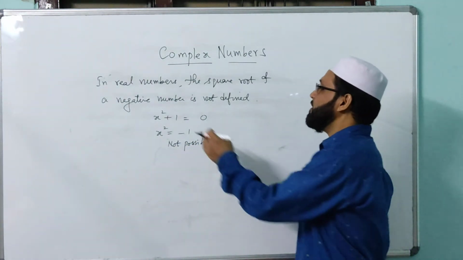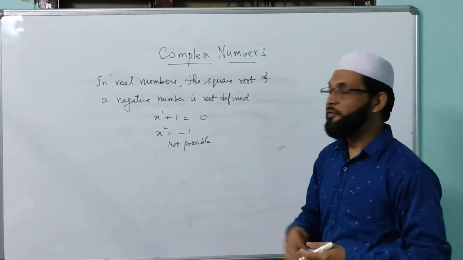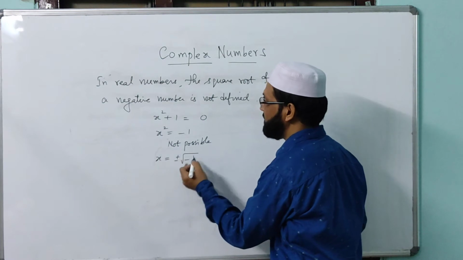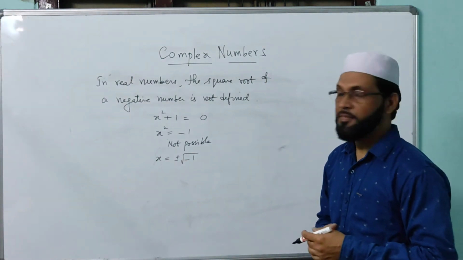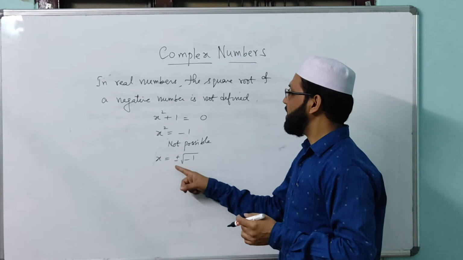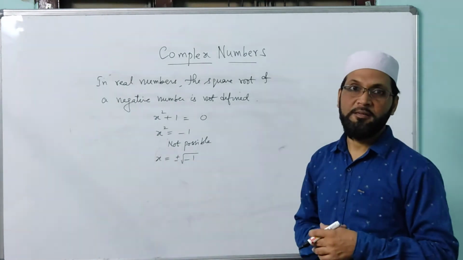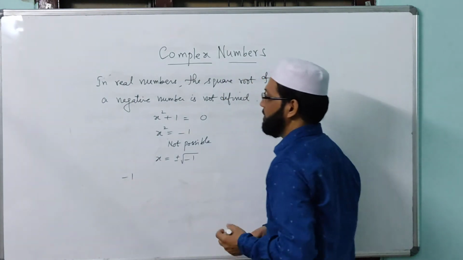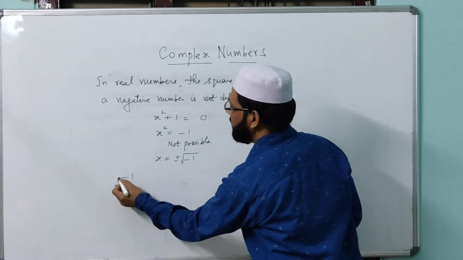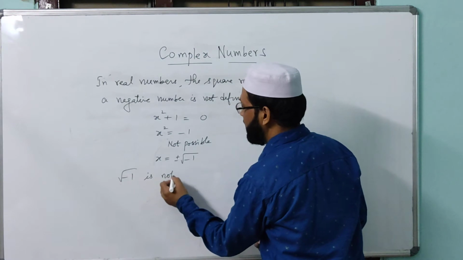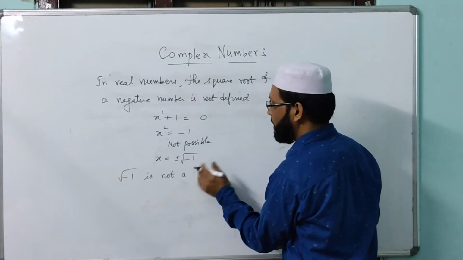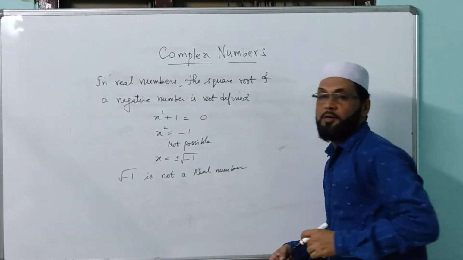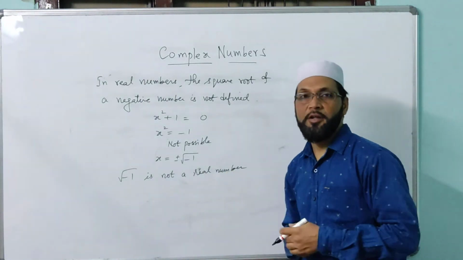But now this x square equals to minus 1, if we try to further solve, we will get x equals to plus or minus under root of minus 1. This root minus 1, remember, is not a real number.